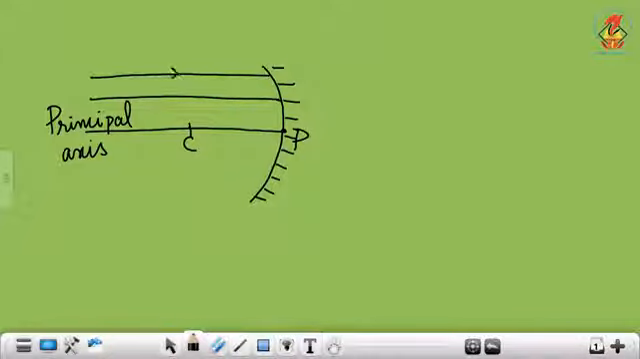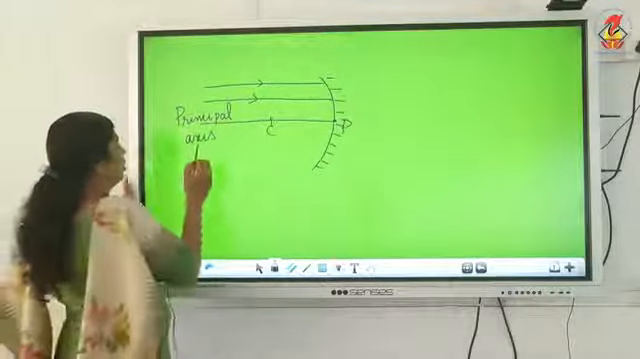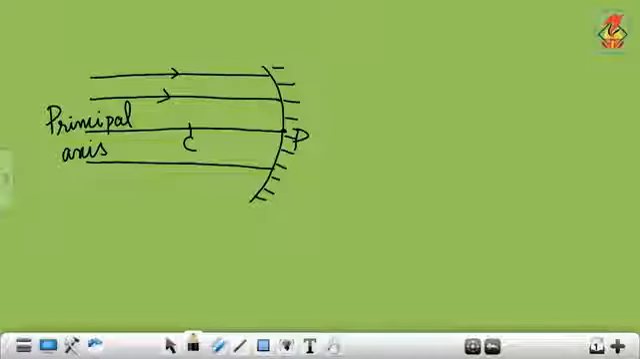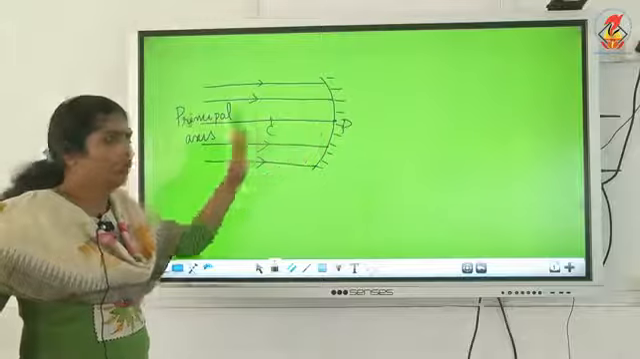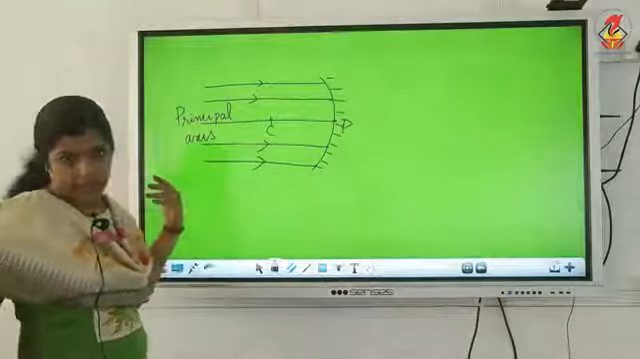Okay. So this one is the incident ray. It will be incident on this concave mirror. Now, here also I will draw two parallel straight lines. They are also incident on the mirror. So, when they are incident on this mirror, definitely reflection will take place and they will be reflected back.